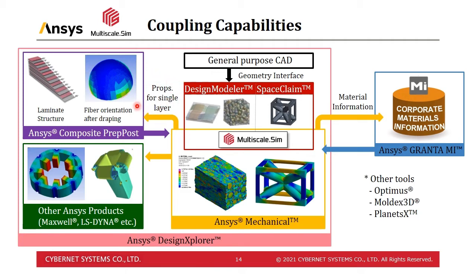constants for single layer. Composite PrepPost also provides a convenient method to predict the fiber orientation or cross angle after press molding. You can perform more accurate analysis of the product manufactured by press molding if you prepare the cross angle dependent material constants from homogenization analysis.